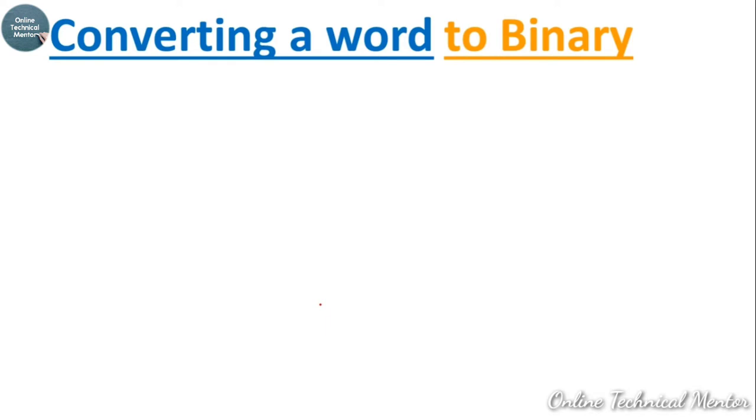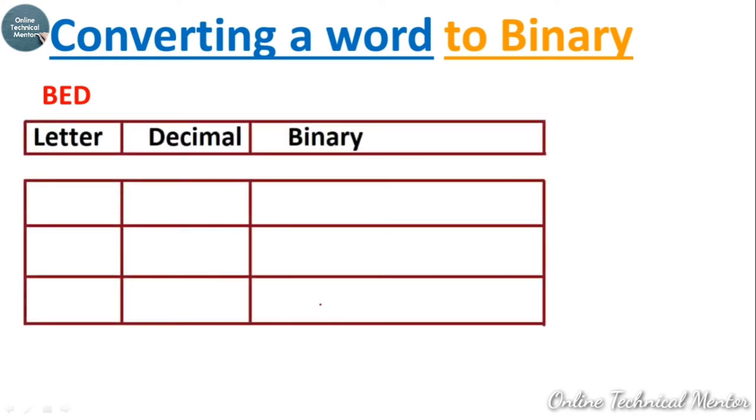Next, let me show you how to convert a word to binary. Suppose you are given the word BED, B-E-D, all in capital letters. How to convert it into binary? First of all, let me draw this table, which has three columns: letter, decimal, and binary. Let me write down B, E and D in the letter column.